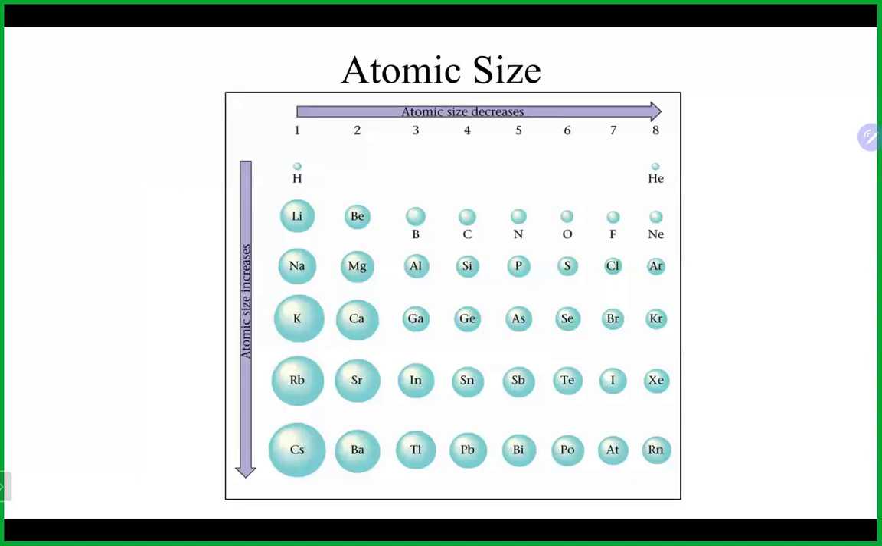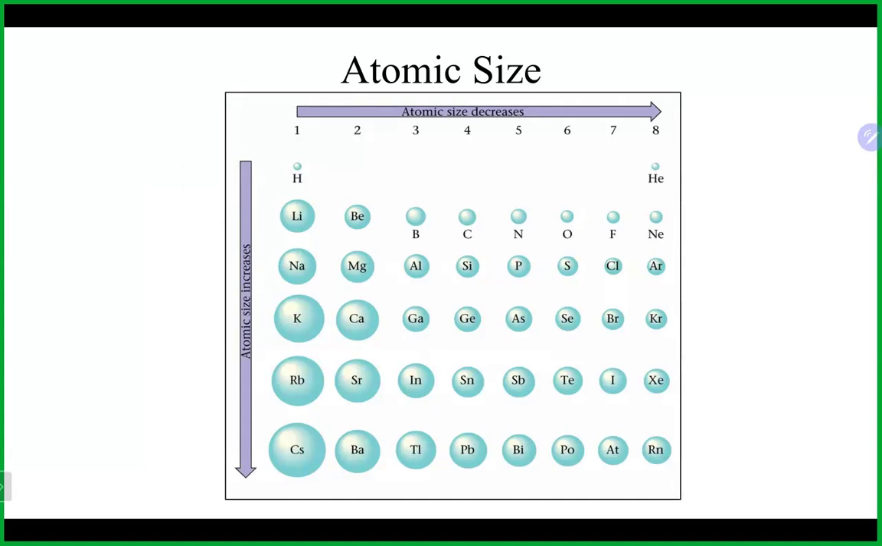That's what we see here: up and to the right, size gets smaller, and down and to the left, it gets larger. And again, the effective nuclear charge increases as you go to the right. That's going to pull those outer electrons much closer to the nucleus, even if they're far away, and that's going to result in a smaller size.